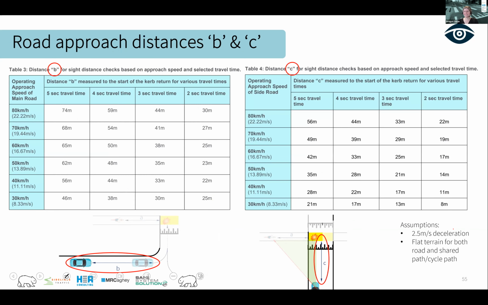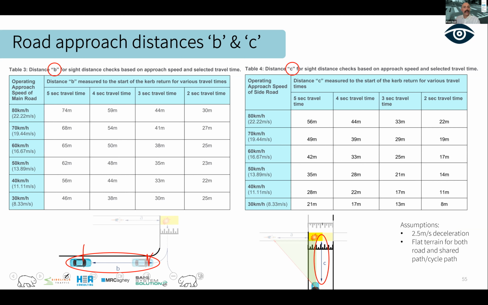Okay, so that's A. So that's how far the cyclist's back. How do you work that one out? So that B distance, what are we talking about between car setback and the point of the turn? You use a slightly different table because it's taking into account the fact that that vehicle is going to slow down to navigate that curve anyway.